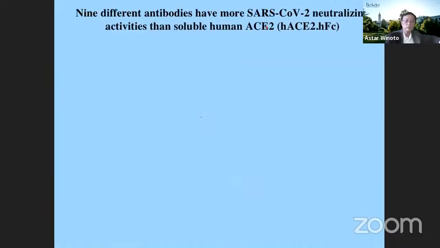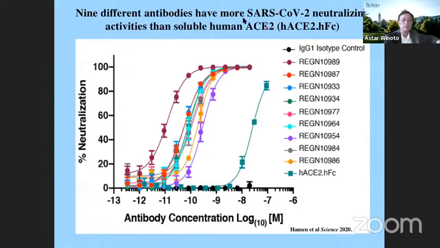So this company has actually produced many different antibodies like this. There are around 200 of them, but about 9 of them have very high activity to neutralize the SARS-CoV-2 virus. Over here is percent neutralization on the y-axis, and on the x-axis is the amount of antibody that you needed to neutralize 100% of the virus.